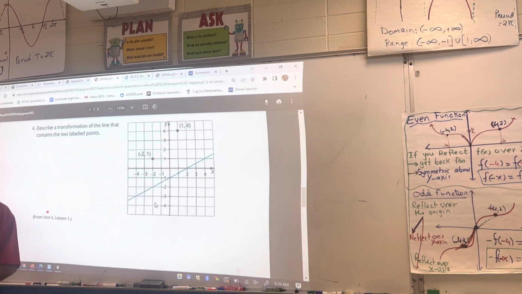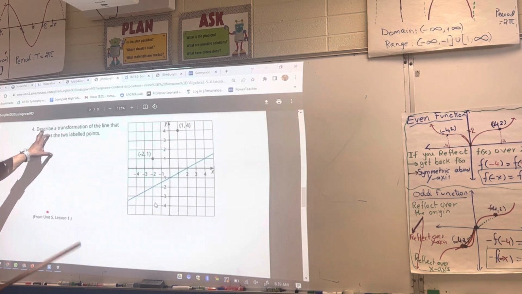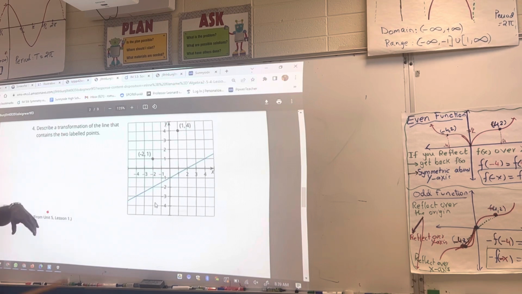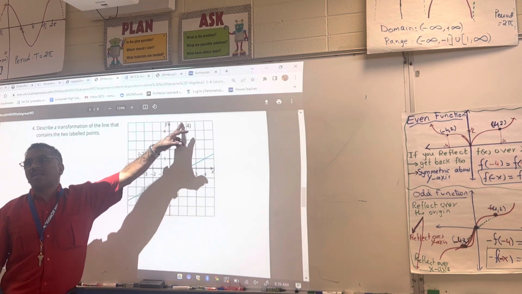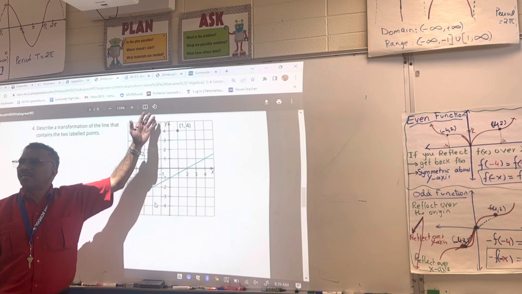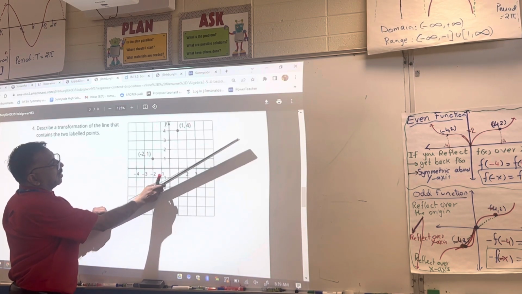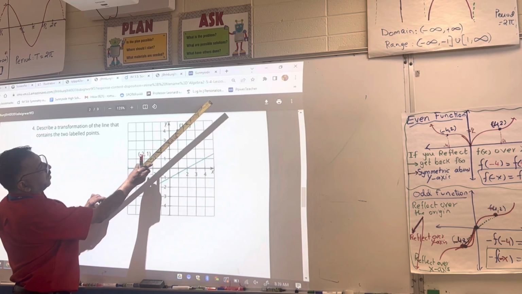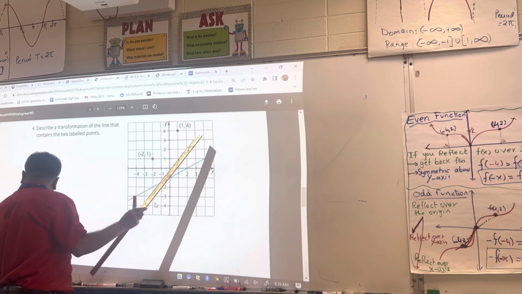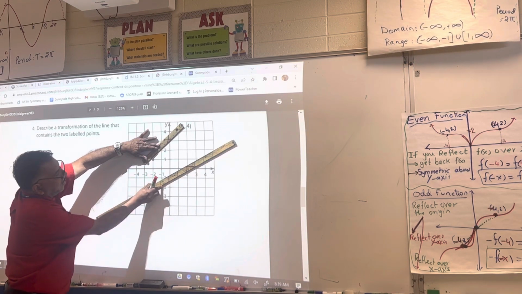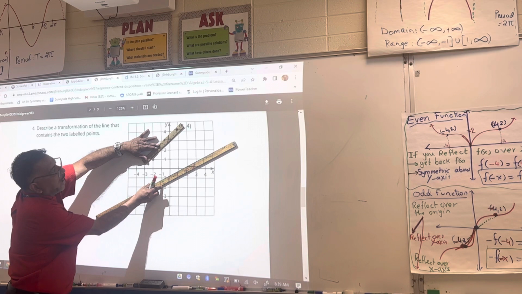When I saw this first problem, I said, hey, how do I show this? How do I do this? You have to describe a transformation of this blue line that contains the two labeled points. Can you see these 2 points? How can you even do that? This is a line like this. They are not inclined in the same way.